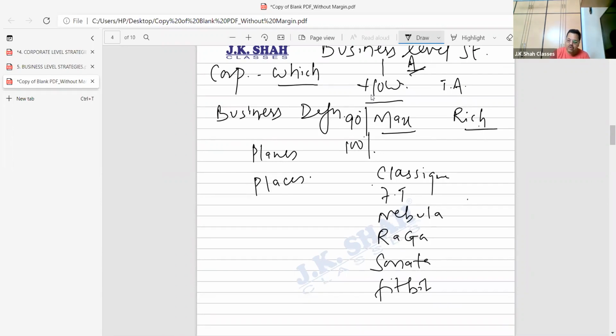Then we also start dealing in gold jewelry and expensive jewelry. We'll deal in leather belts, we'll deal in bags. This is the business definition.